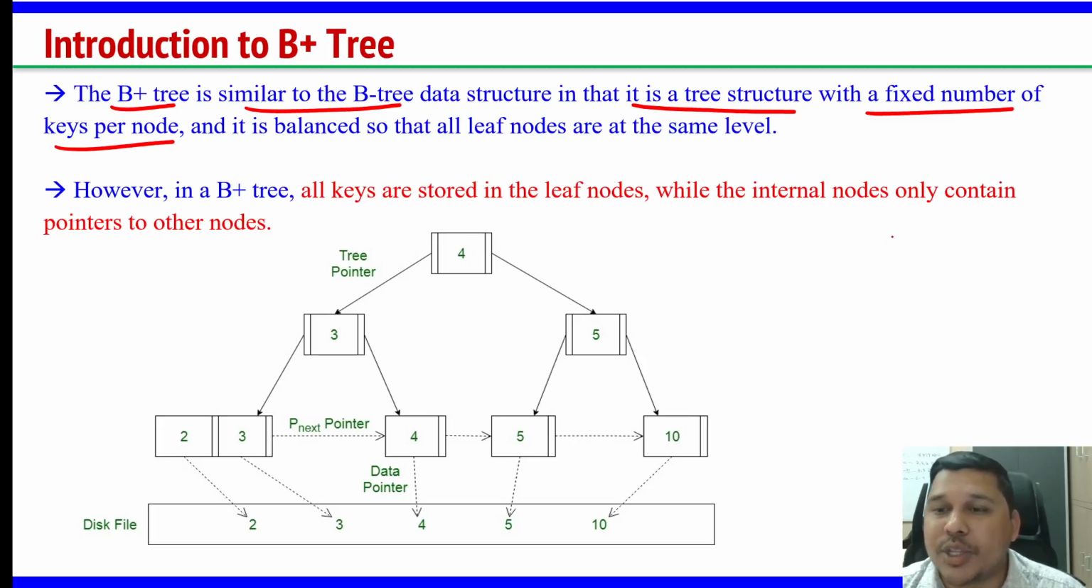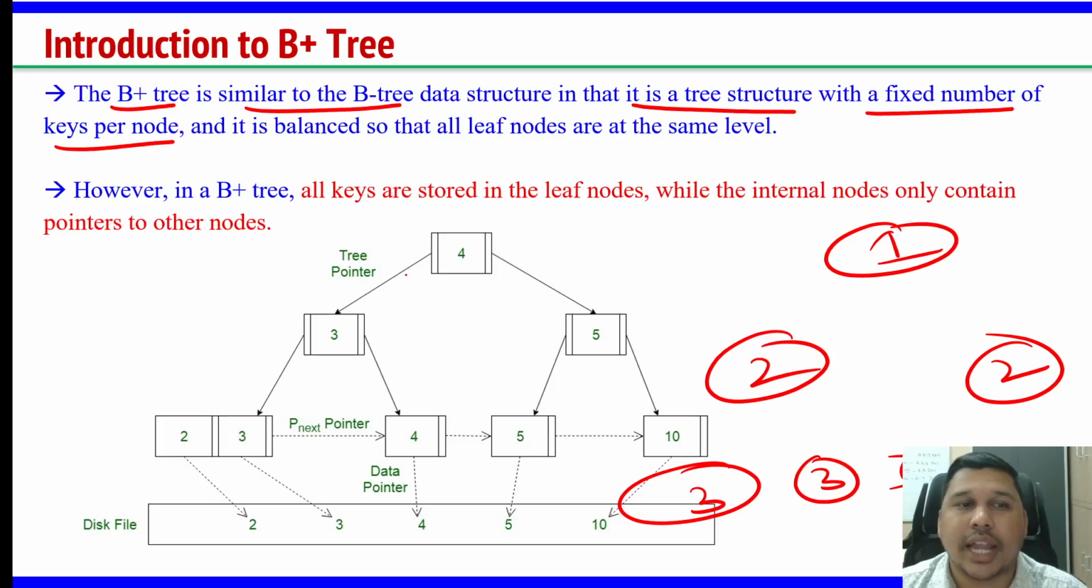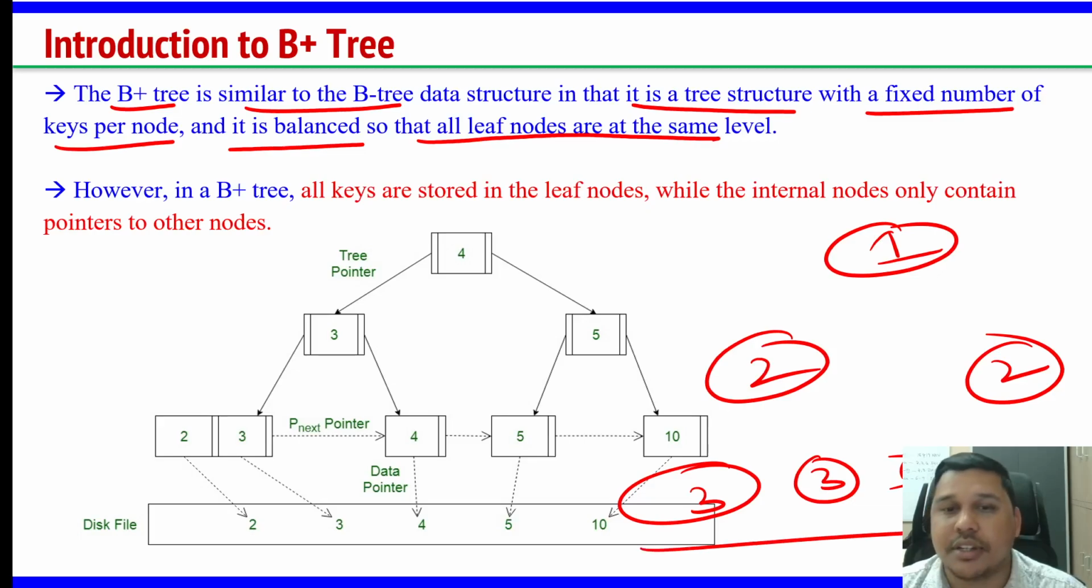How? If somebody tells you level 1, I will have one element. If I say level 2, I will have two elements each. If I say level 3, I will have three elements each. This is fixed. And it is balanced, so that all leaf nodes are at the same level.